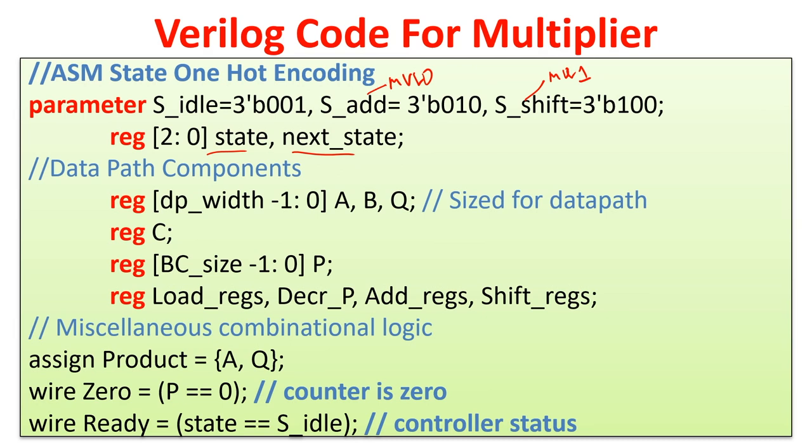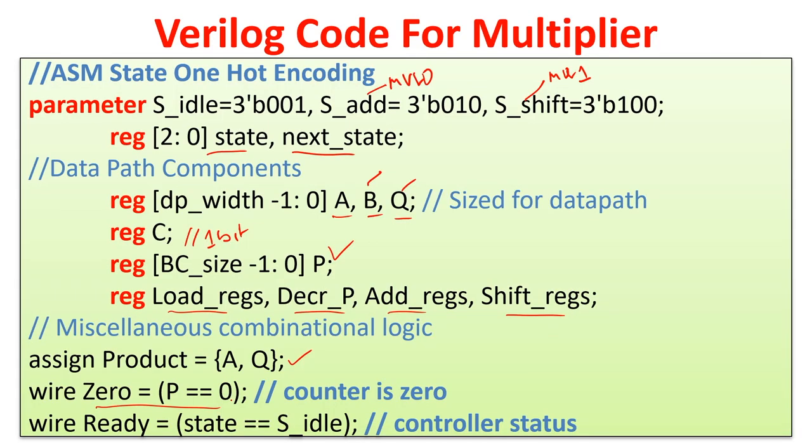In the data path, we have A, B and Q. A is for the partial sum, B is for the multiplicand and Q is for the multiplier. And C is a flip flop, which is 1 bit. Again, this is the counter. How will we start initially? And these are the signals we need to generate from the controller.